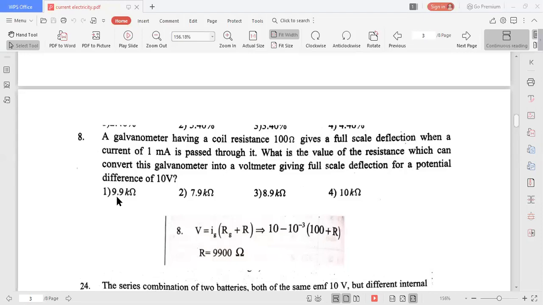The 8th problem. A galvanometer having coil resistance 100 ohm gives full scale deflection current equal to 1 milliampere. What is the value of resistance which can convert this galvanometer into a voltmeter giving full scale deflection for a potential difference of V equal to 10 volt? What is the resistance to be connected?